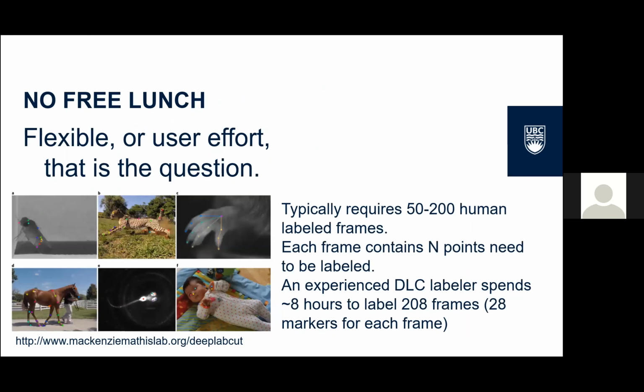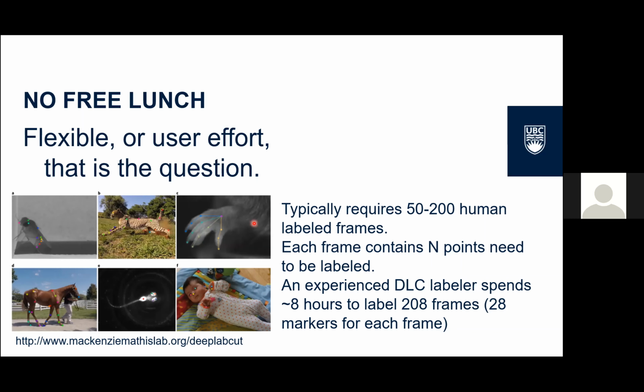However, there's no free lunch. A toolbox that can fit every situation always means it cannot fit any situation out of the box. A well-trained DeepLabCut model typically requires 50 to 200 human-labeled frames. If we assume that there are certain points that need to be labeled for each frame, like in this figure, the mouse left paw, it will be 2,600 points that need to be labeled in total. Even an experienced DeepLabCut labeler will spend about 4 hours labeling it. So the data and labels are very costly.